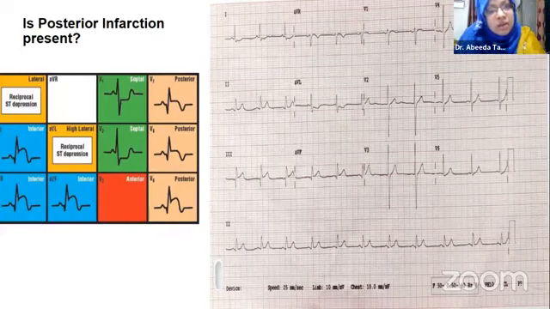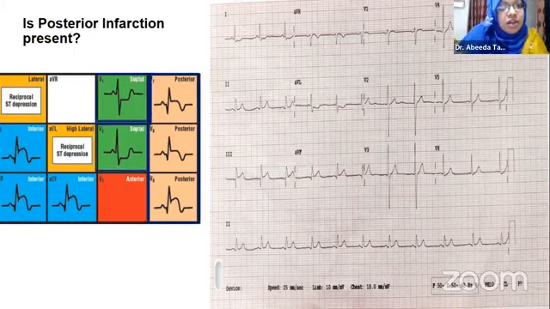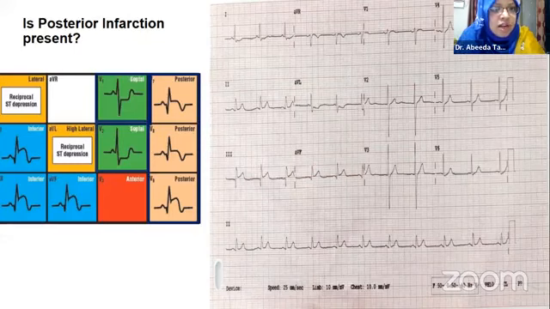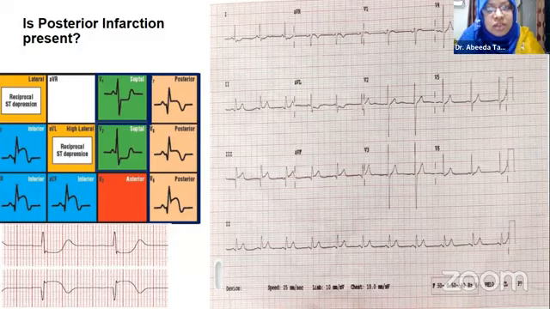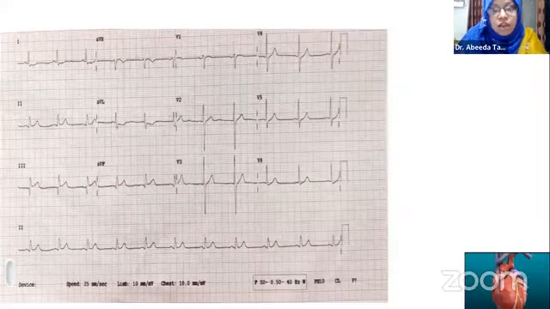The second question is whether there is any posterior infarction. How can we localize a posterior infarction looking at this left-sided ECG? If in the left-sided ECG there is ST depression in V1 and V2, and also an increased R wave relative to S in V2, then we can call that there is posterior infarction. Here it is also absent.